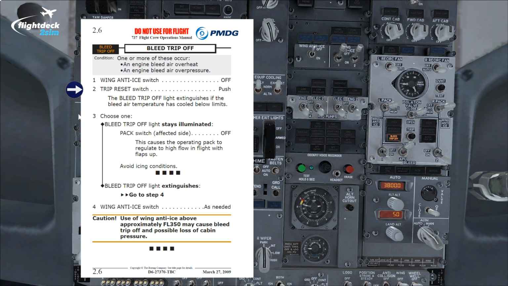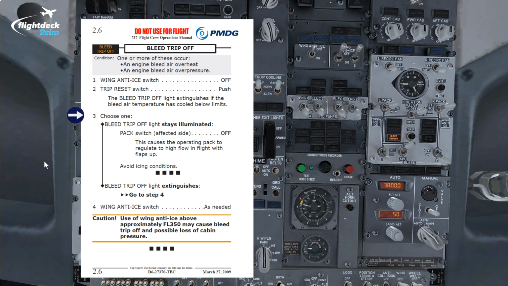Step 2, trip reset switch push. The bleed trip off light will extinguish if the bleed air temperature has cooled below limits. So let's try that. No, that has still stayed illuminated. So step 3, choose one. Bleed trip off light stays illuminated, or bleed trip off light extinguishes.